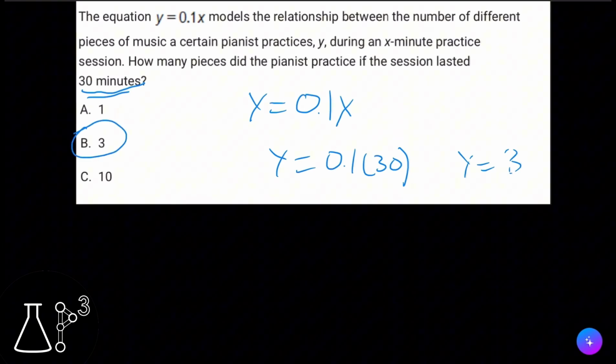You can plug that into Desmos or your calculator, and you'll get that answer as well. So this question is pretty simple. Just plug x into the y equation, and you'll get your answer.